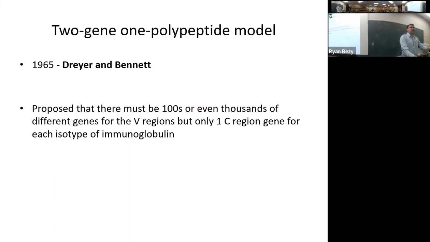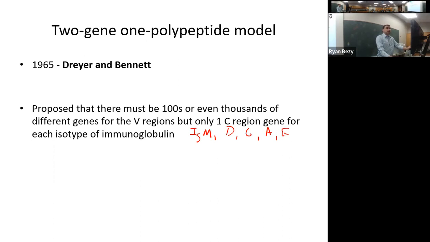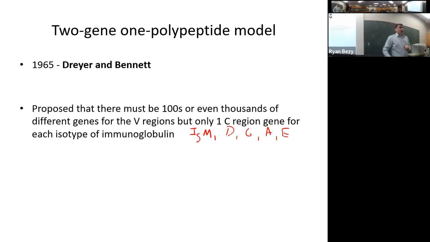What are the isotypes again? The classes, the IgM, D, G, A, E, the different classes. So you have 5 different constant regions for each one of the 5 isotypes of heavy chain. And so what they were doing was basically proposing germline theory, where they could mix and match genes to create unique versions of variable domain portions.